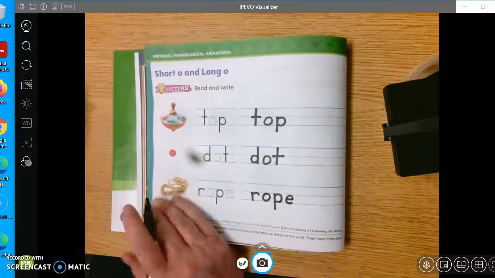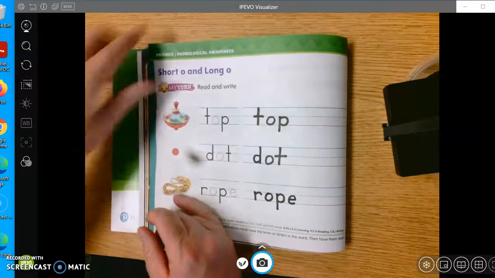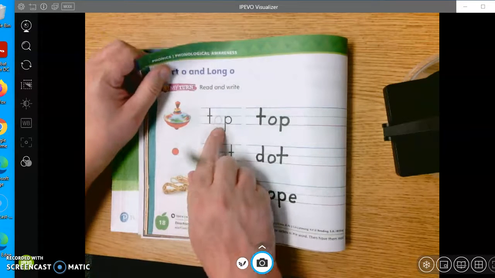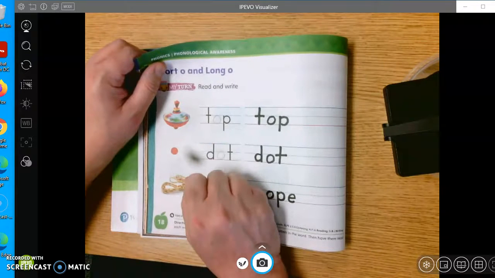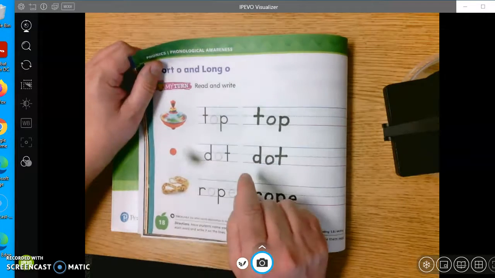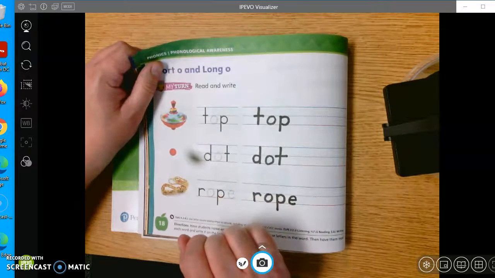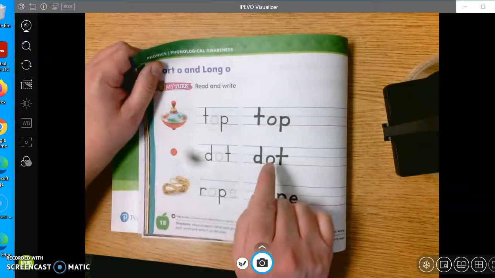What words have the short O, and what words have the long O sound? Listen to the top. Is it ah or o? Short or long? Top, op, op. That is the short O sound. Very good. Now, how about dots? Let's segment or break apart the sounds in the word. D, ah, d, ah. There's that ah again. That is the short O sound.